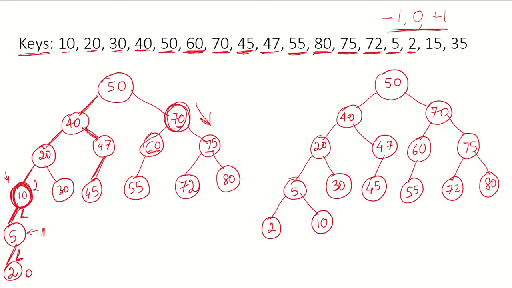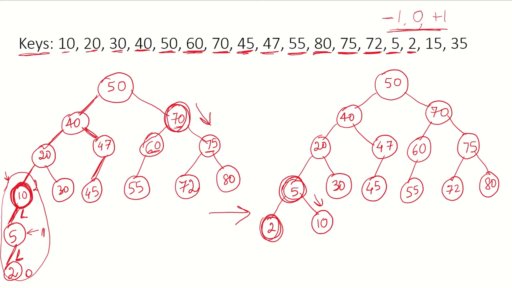When the LL rotation is done, it will be done using these three nodes. And what will happen? It will be a right rotation which will take place, and this 5 will move up and 10 will be brought down. So this will be the new structure. 5 has come over here, 10 has been brought down, and 2 is the left child of 5. Again now you will see that each and every node in this tree is balanced.